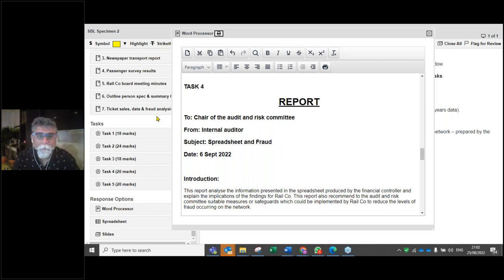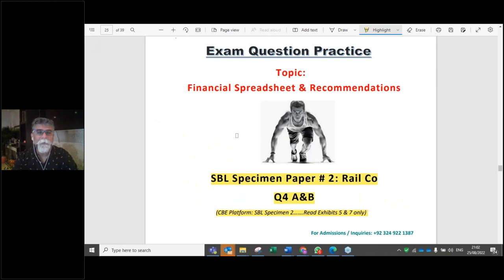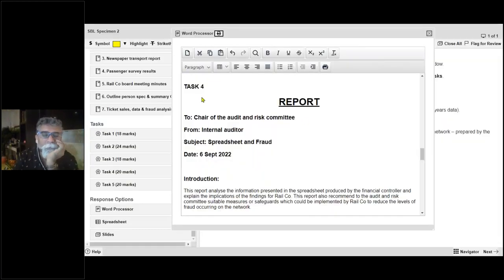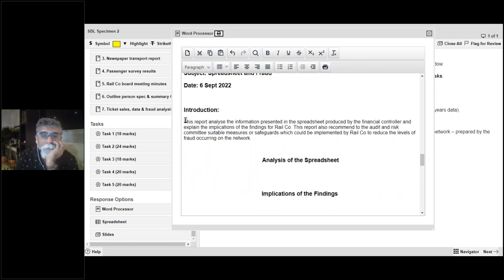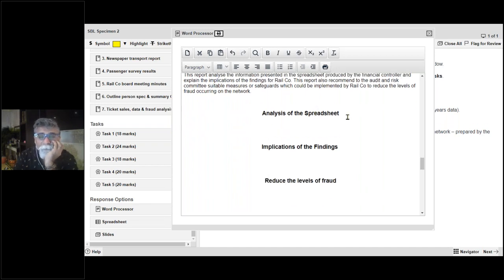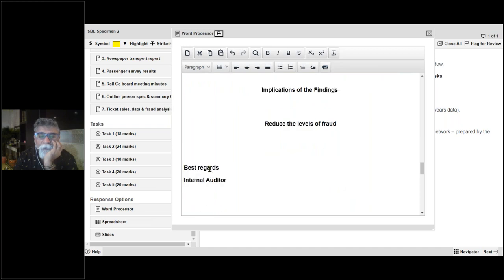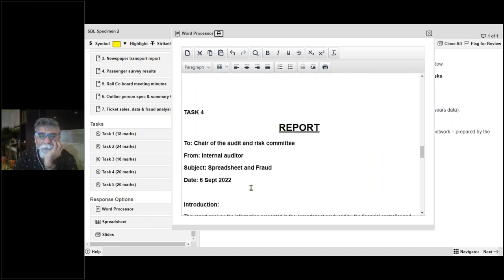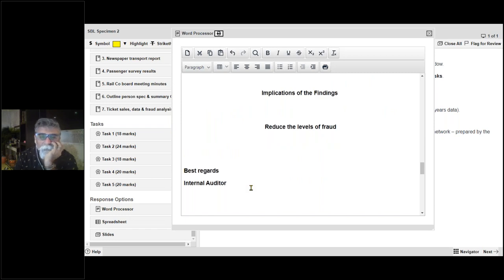All right. Please compare your format with mine. So task number 4, it says report in the center, big font, to chair of the audit and risk committee from internal auditor, subject spreadsheet and fraud, date 6 September. Introduction, I just copy pasted the requirements from both the requirements, and then I give three broad headings: analysis of the spreadsheet, implication of the findings, these two pertain to task 4A, and then reduce the level of fraud, this is part B. And then I gave a closure, best regards, internal auditor.